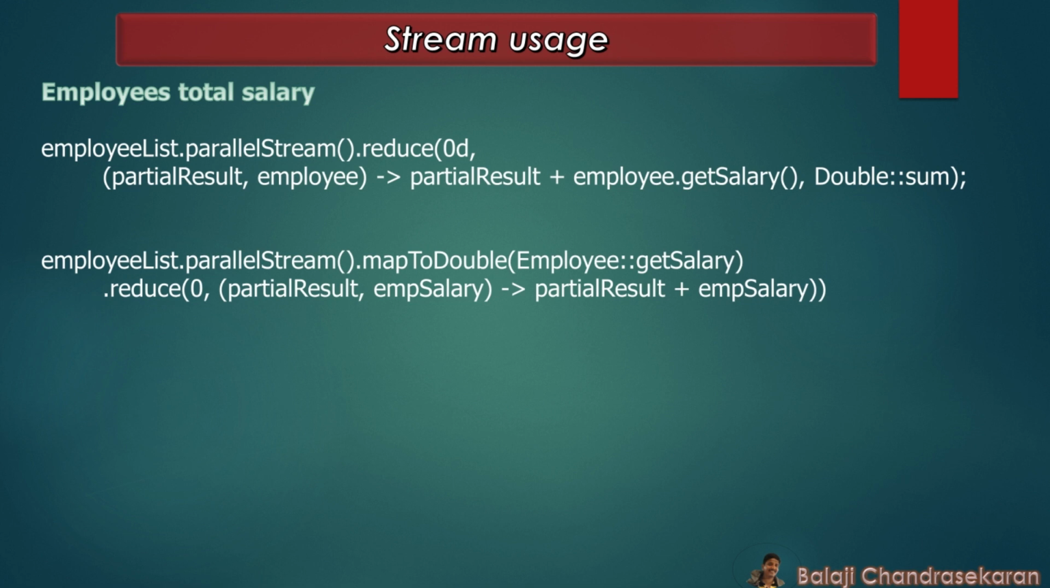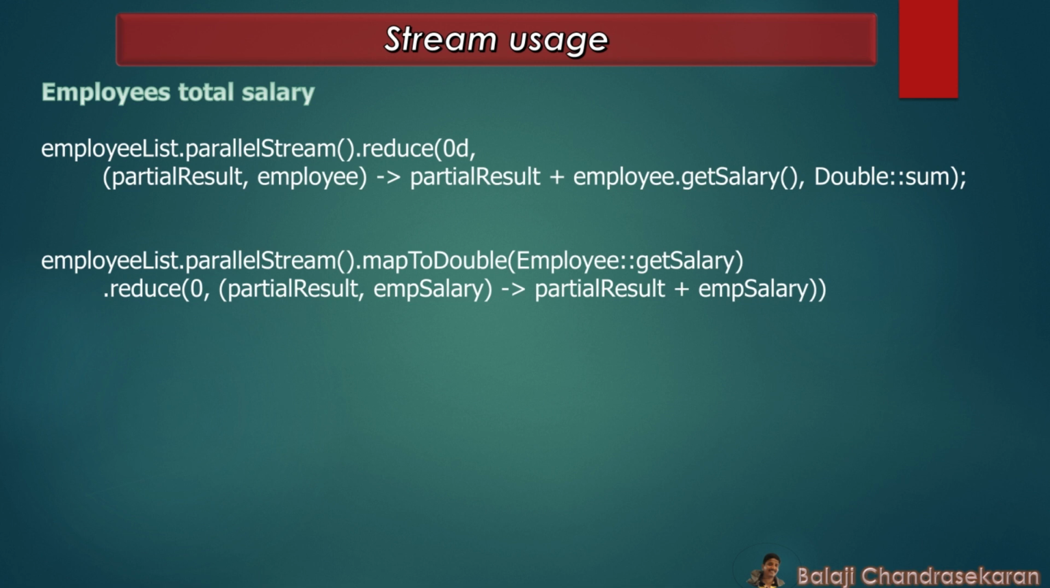In the second example, I perform again a reduction operation on the stream of employees to calculate the total salary of all the employees. The mapToDouble method is an intermediate operation that applies the getSalary method reference to each employee in the stream, converting the stream of employee objects into a double stream containing the salaries of each employee. The reduce method is the reduction and terminal operation.